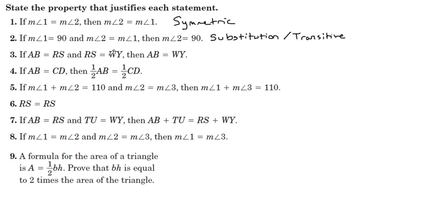Number 3, if AB is equal to RS and RS equals WY, then AB equals WY. Again, we're applying substitution or the transitive property.